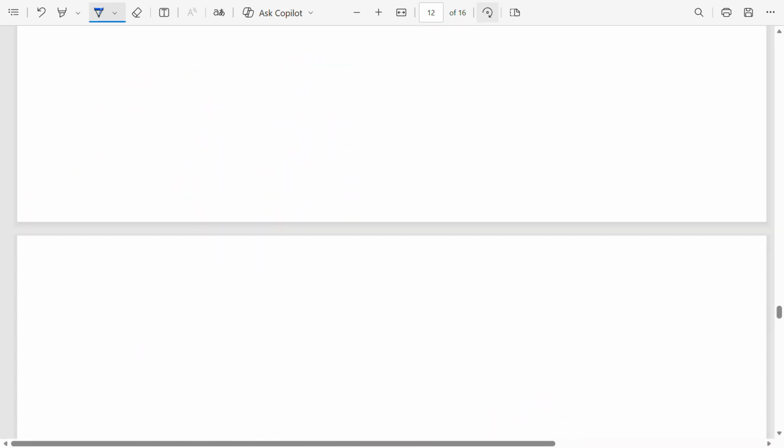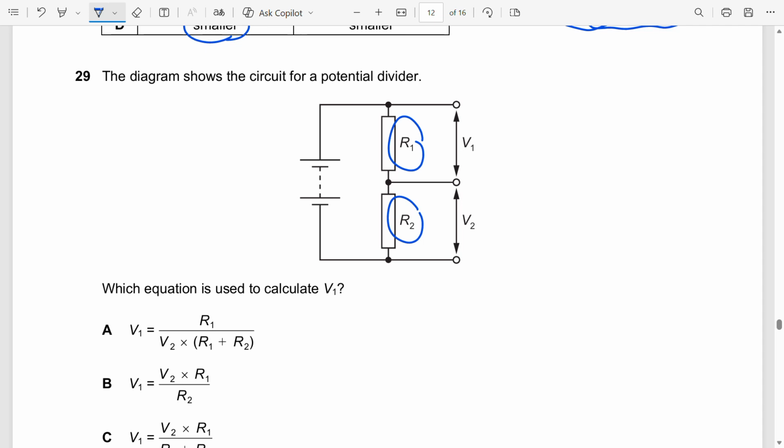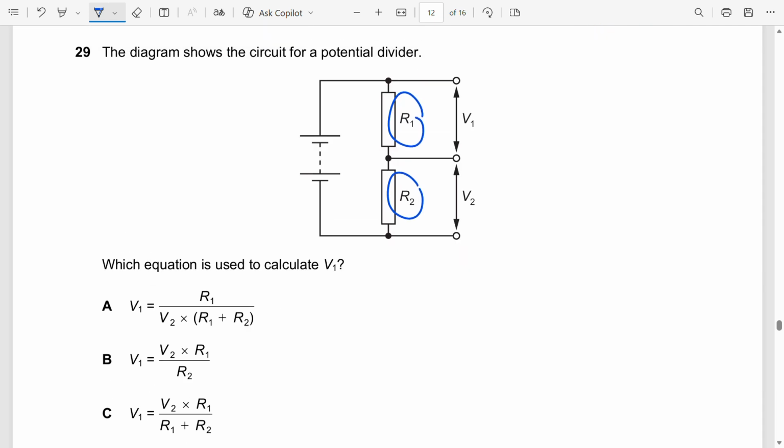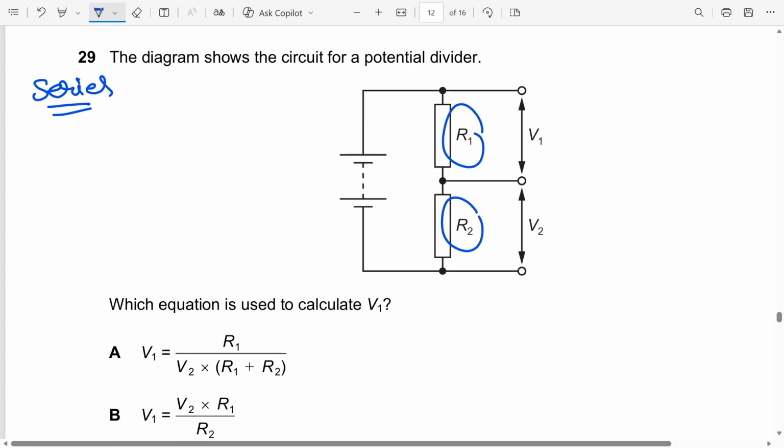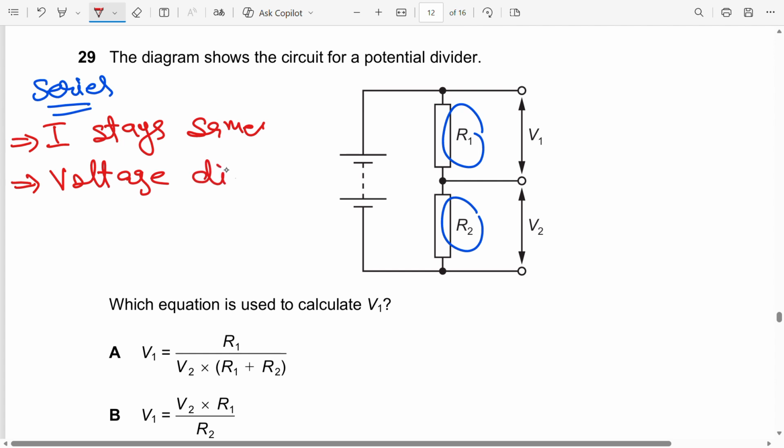So let's get back to the main situation. Let me solve it directly. Acha ji. So there are generally two combinations of circuits. First one is the series circuit. So beta, in a series circuit, just keep one thing in your mind: your current in the series circuit will stay the same. Current stays same. Voltage will be divided. Voltage divides.